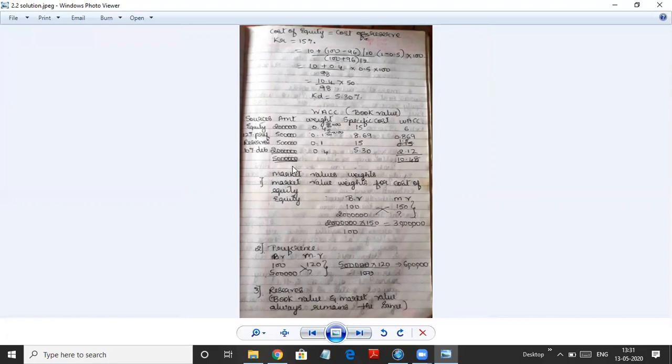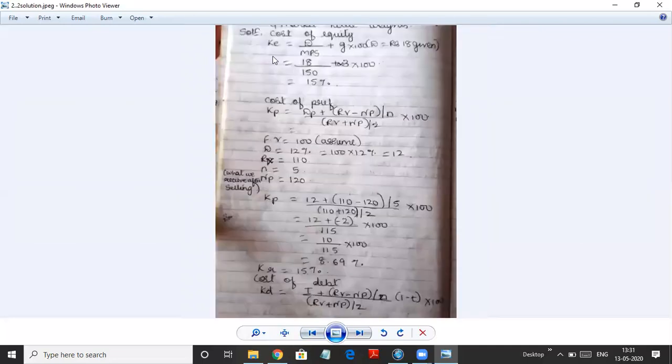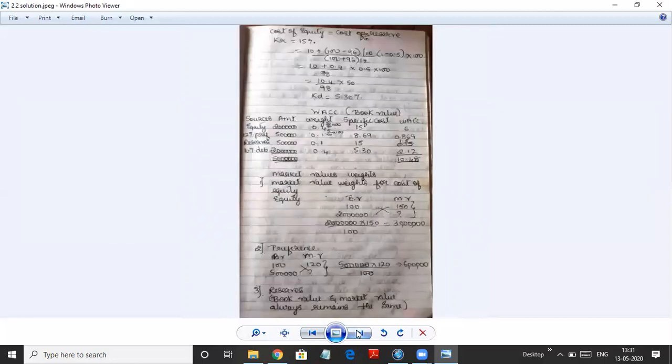So equity value divided by total, preference value divided by total, reserves divided by total. You get the weightages. These are the costs that you have found out in your solution. So if you see here, you have found cost of equity 15%, cost of preference 8.69%, retained earnings 15%, and debt 5.30. So 15, 8.69, 15, and 5.30.